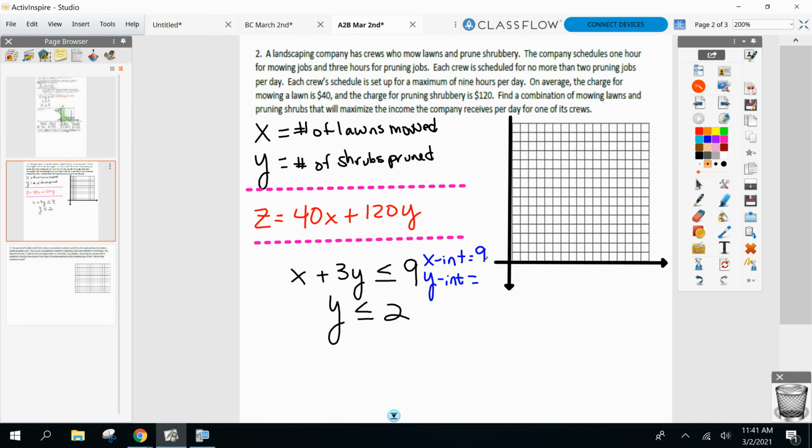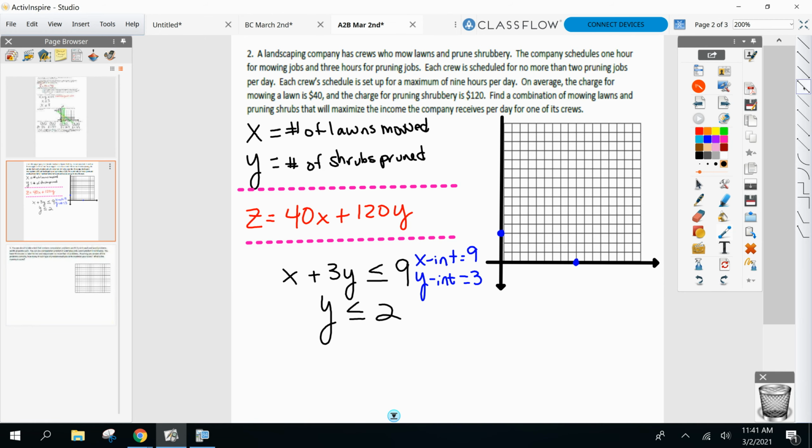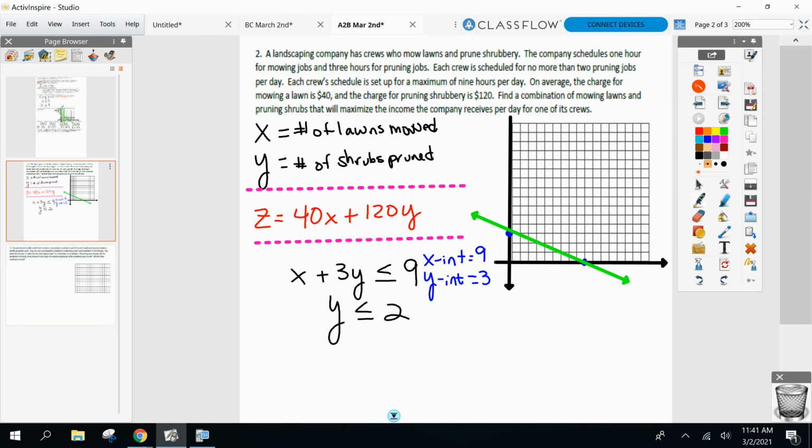The x is 9 and the y is 3. Good work. There you go, guys. X-intercept is 9, y is 3. Graph both of them. I guess we can go by ones. That's not an issue. Again, these are 2 points that will form a diagonal line. Don't forget your labels.